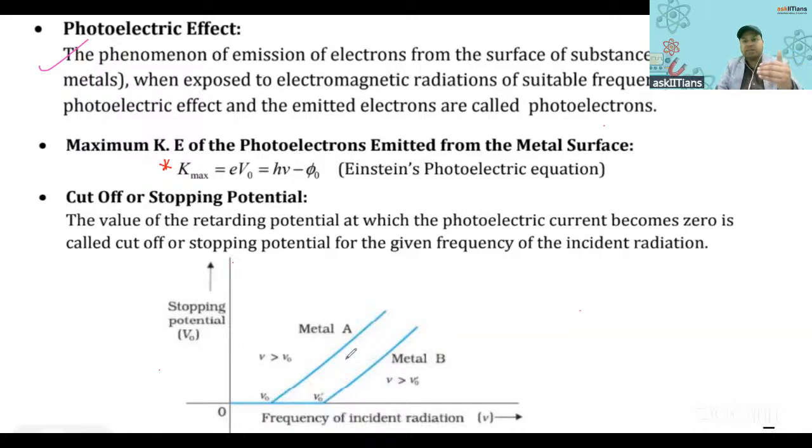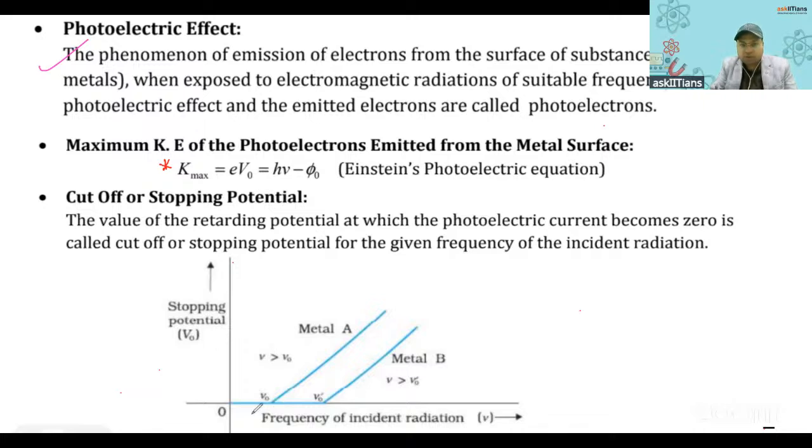And then these diagrams are important. This is the diagram with respect to stopping potential and the frequency of radiation. As I increase the frequency, stopping potential increases. This is the equation: eV naught is equal to h nu minus phi naught. So this is V naught.